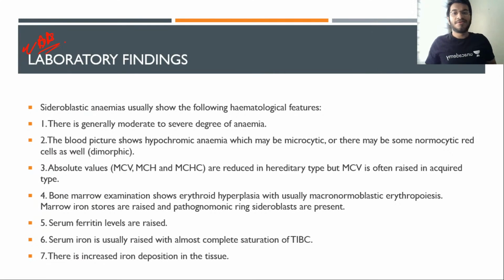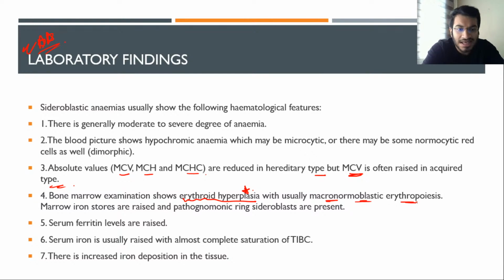So in laboratory findings, sideroblastic anemias usually show the following hematological features. There is generally a moderate to severe degree of anemia. The blood picture shows hypochromic anemia, like I said earlier, hypochromic microcytic, right? Absolute values MCV, MCH, MCHC are reduced in the hereditary type, but MCV is often raised in the acquired type. Bone marrow examination shows erythroid hyperplasia with usually macronormoblastic erythropoiesis.